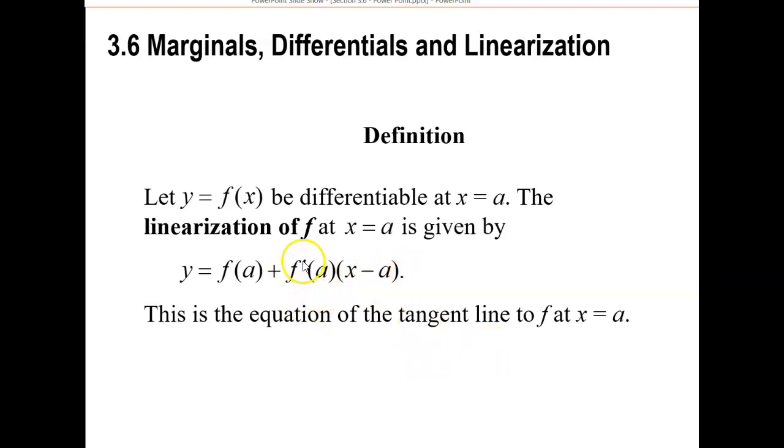So we take the derivative of the function, we plug in a, that's our slope. So this is slope times x minus your x value. And then if I had this on the other side, it would be y minus the y value equals slope times x minus x. So that's the same thing as your point slope equation.